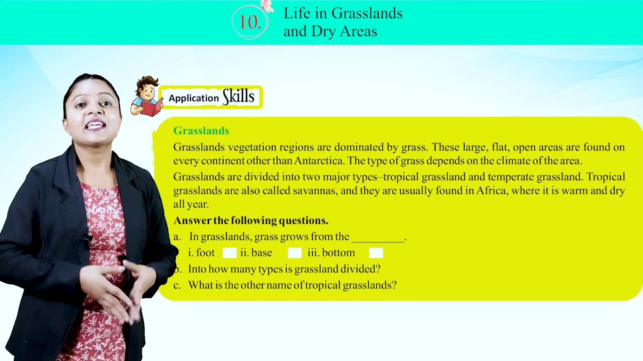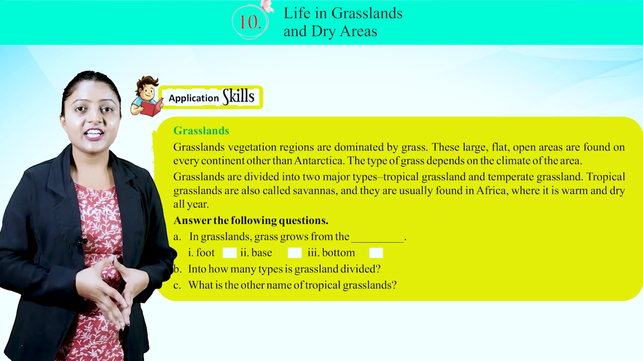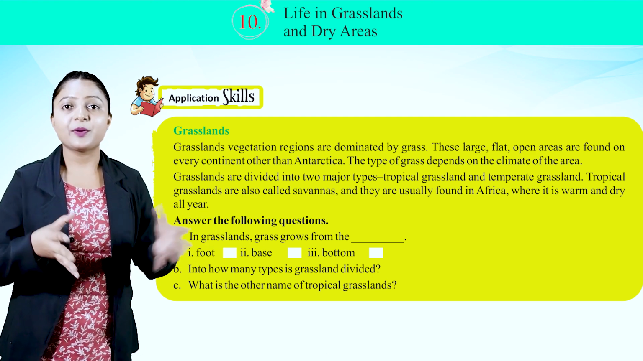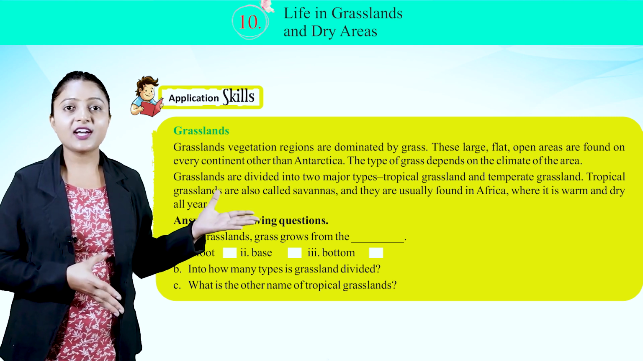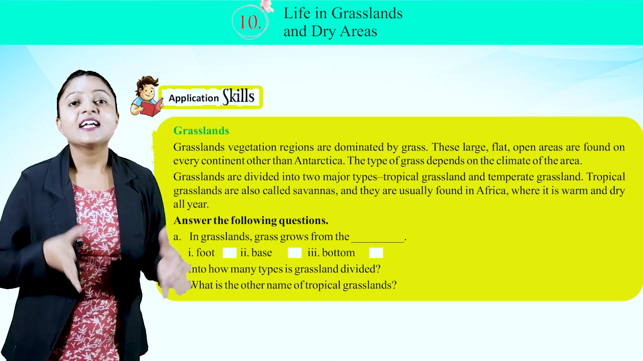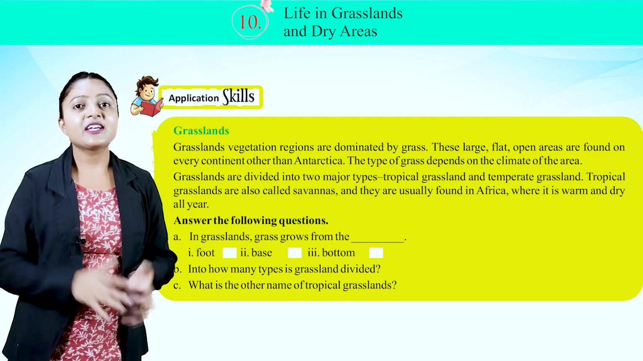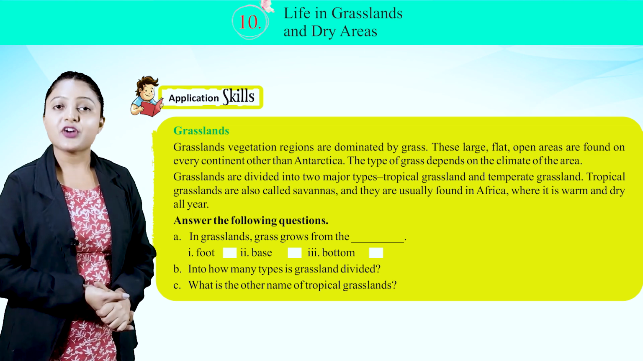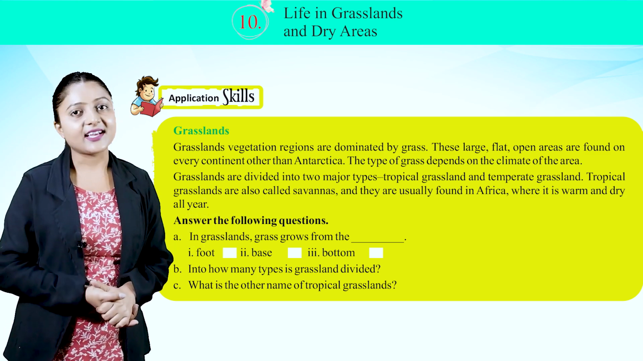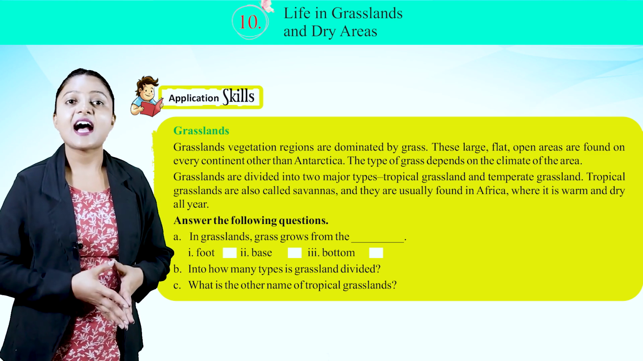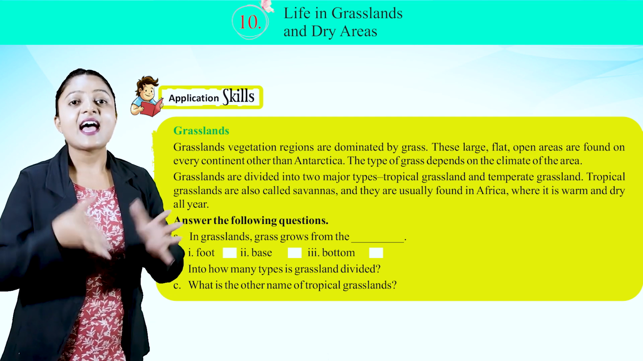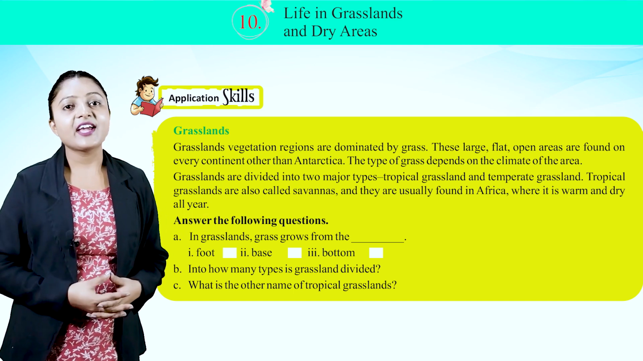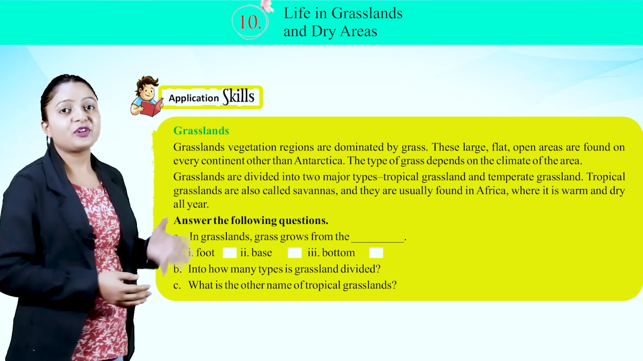Application skills. Grasslands. Grassland vegetation regions are dominated by grass. These large, flat, open areas are found on every continent other than Antarctica. The type of grass depends on the climate of the area. Grasslands are divided into two major types: tropical grasslands and temperate grasslands. Tropical grasslands are also called savannas and they are usually found in Africa, where it is warm and dry all year. Answer the following questions.